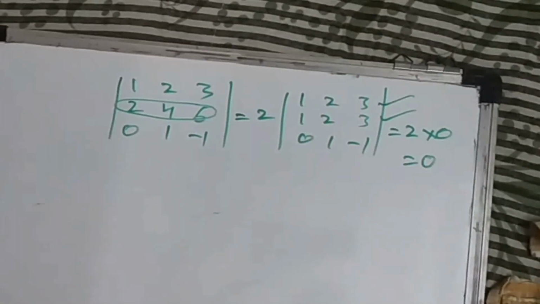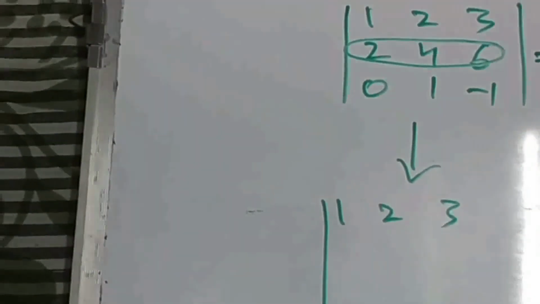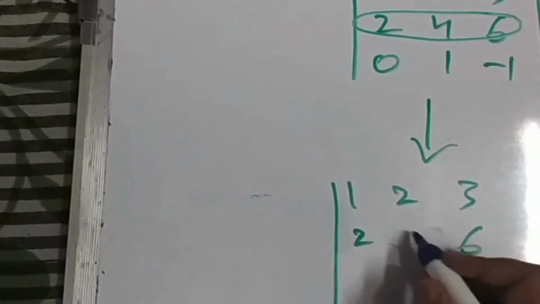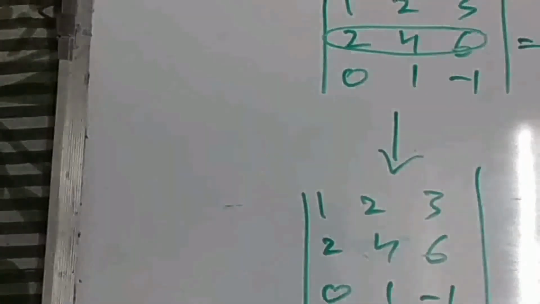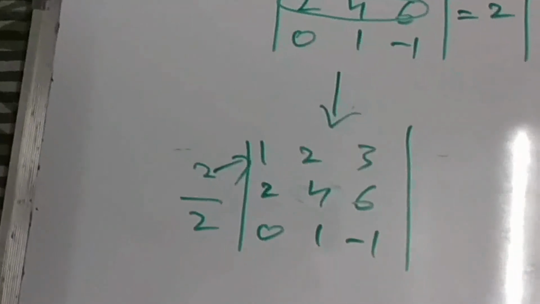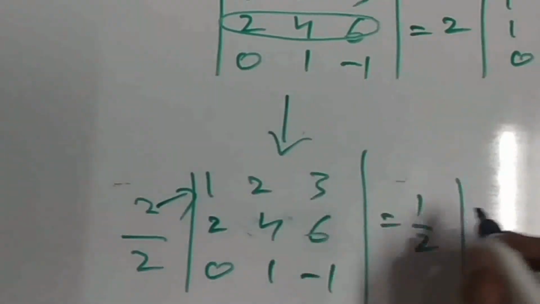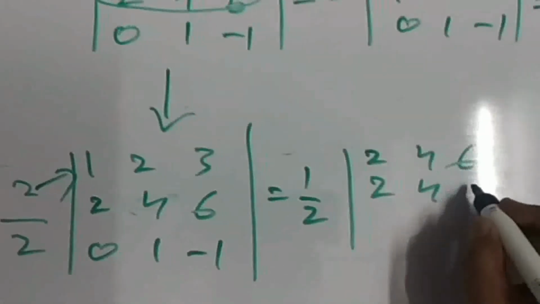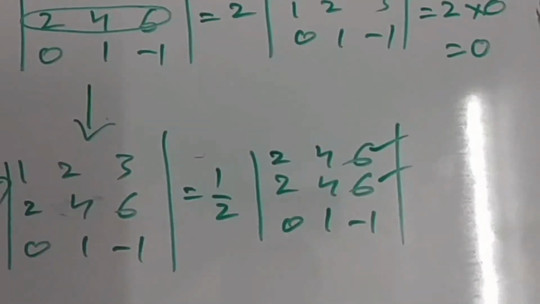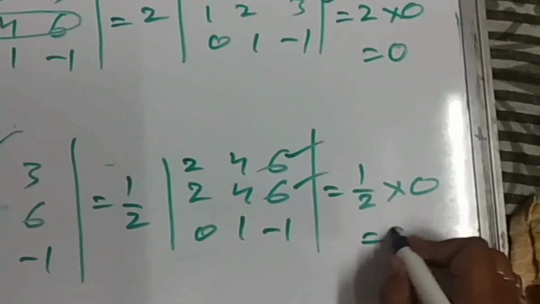Another option will be like this. First row you keep as it is. The second row is double of the first row. I am writing 2 by 2, and these 2 I will multiply in the first row. So 1 by 2 will be outside, and this 2 will be multiplied here. So it is 2, 4, 6, here 2, 4, 6, here 0, 1, minus 1. Again you see these two rows are the same. So according to my repetition rule, this determinant is 0 into half, the answer is 0. So in these two ways we can solve this determinant.